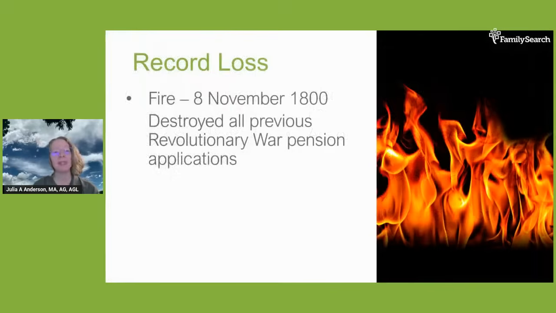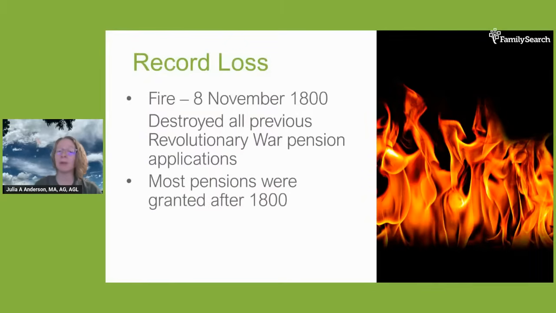Now, this is important to know because, unfortunately, a fire at the War Department on November 8, 1800, destroyed all Revolutionary War pension and bounty land warrant applications that were submitted up until that time. But it's not all bad news because most pensions for the Revolutionary War were granted after 1800 as laws changed, allowing more people to qualify. Those people on the pension rolls also had to reapply periodically because of changes in the laws.